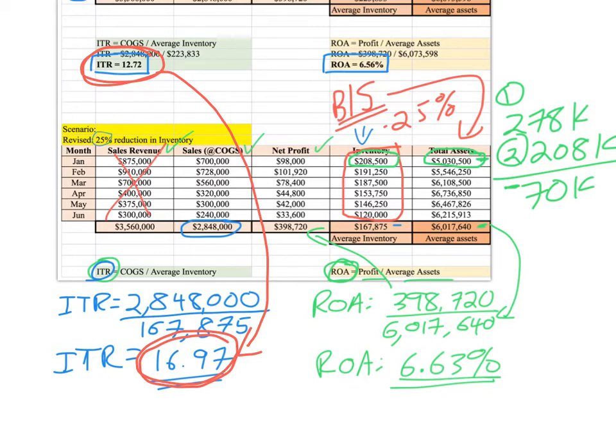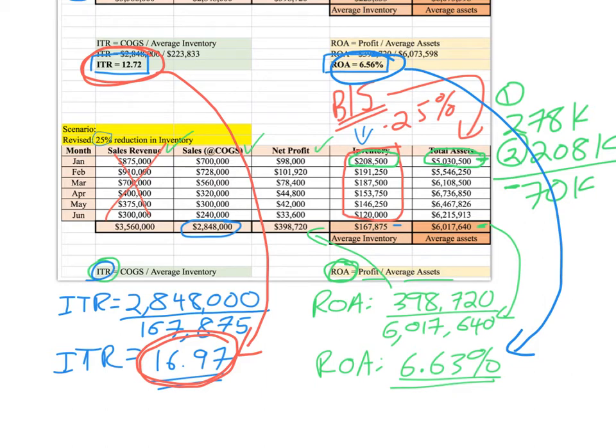That's a pretty big change in turns. Now, I mean, overall in our ROA, it doesn't mean that much. Let's use blue for this one. So we were able to take our ROA of 6.56, and we did improve it, so we're getting a little bit more bang for our buck, to 6.63. Okay, so that's an example, and it is important that we understand the impact that inventory has on our financial statements and some of our very important ratios, such as ITR and ROA.